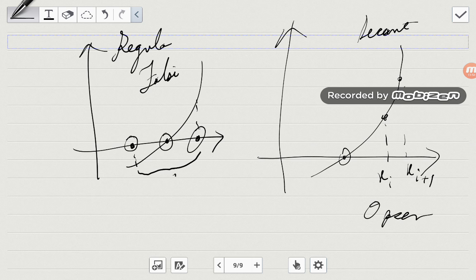So that's it. That's my tutorial on the roots of equations by numerical methods.